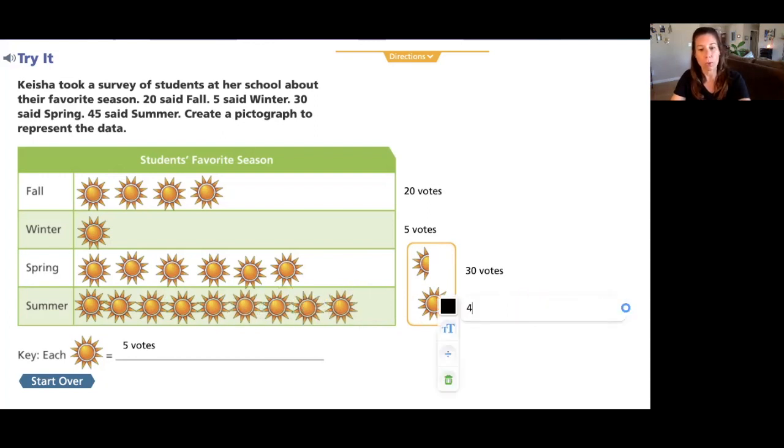Awesome. So 45 votes. Okay, so here is how I did my students' favorite chart pictograph. Now I could do this all over again and change the number of votes. I could do 10 for the key and make it even simpler, even fewer sunshines up there. I might have to use the half a sun because half of 10 is 5.